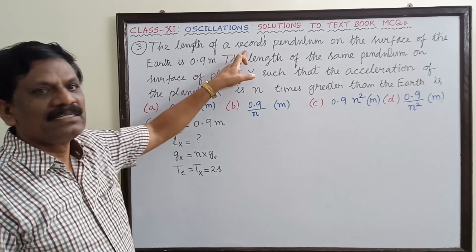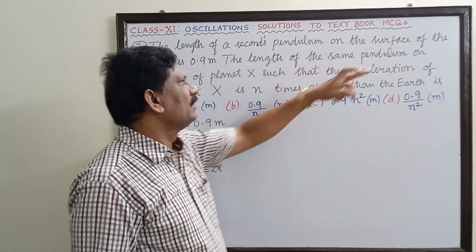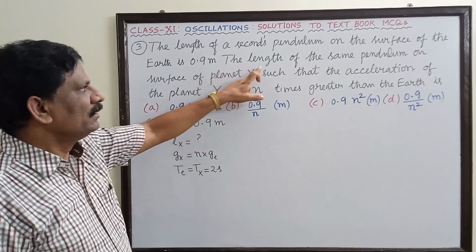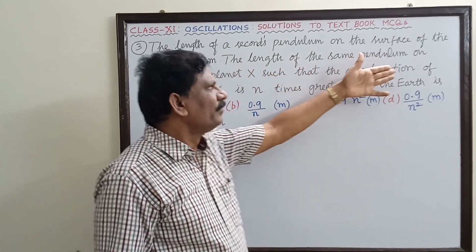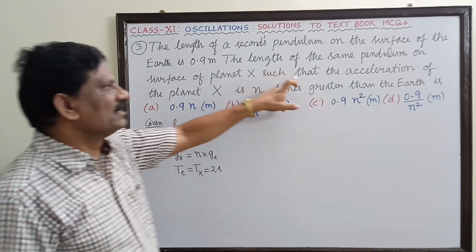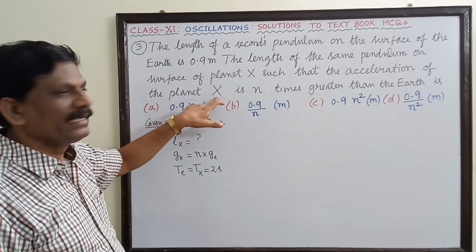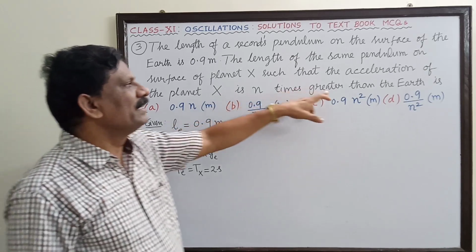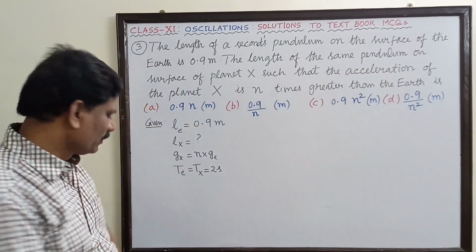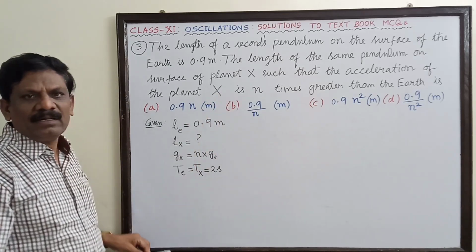The length of a seconds pendulum on the surface of the earth is 0.9 meter. The length of the same pendulum on the surface of a planet X, such that the acceleration due to gravity on planet X is n times greater than that of the earth, is to be determined. Now what are the given quantities?